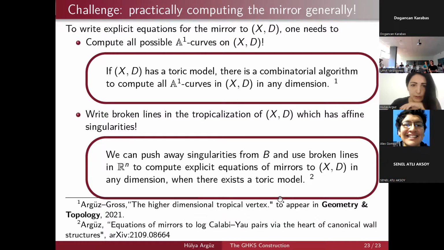So I would like to stop here, saying that to be able to write explicit equations for the mirror, you need to know the data of all A^1-curves. I'm sorry. For any log Calabi-Yau with a toric model, what we did with Marcos is find a combinatorial algorithm which gives you the data of all A^1-curves, generalizing the Gross, Pandharipande and Siebert result to higher dimensions that Pierrick already talked about. And once you know the data, you can write explicit equations for mirrors.